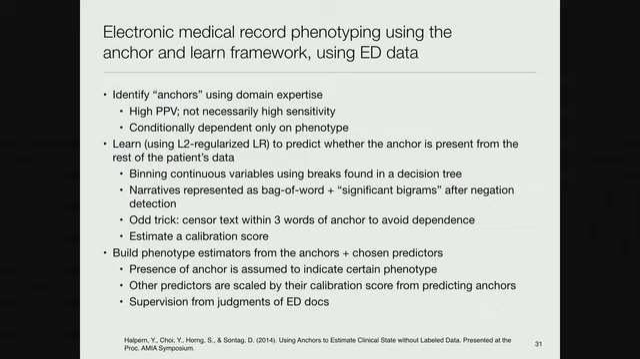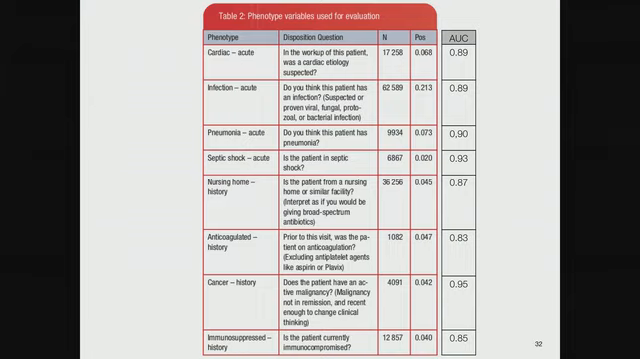And again, there are tons of details about how to discretize continuous values and things like that you can find out about. So you build a phenotype estimator from the anchors and the chosen predictors. They calculated a calibration score for each of these other predictors that told you how well it predicted. And then you can build a joint estimator that uses all of these. And the bottom line is that they did very well.